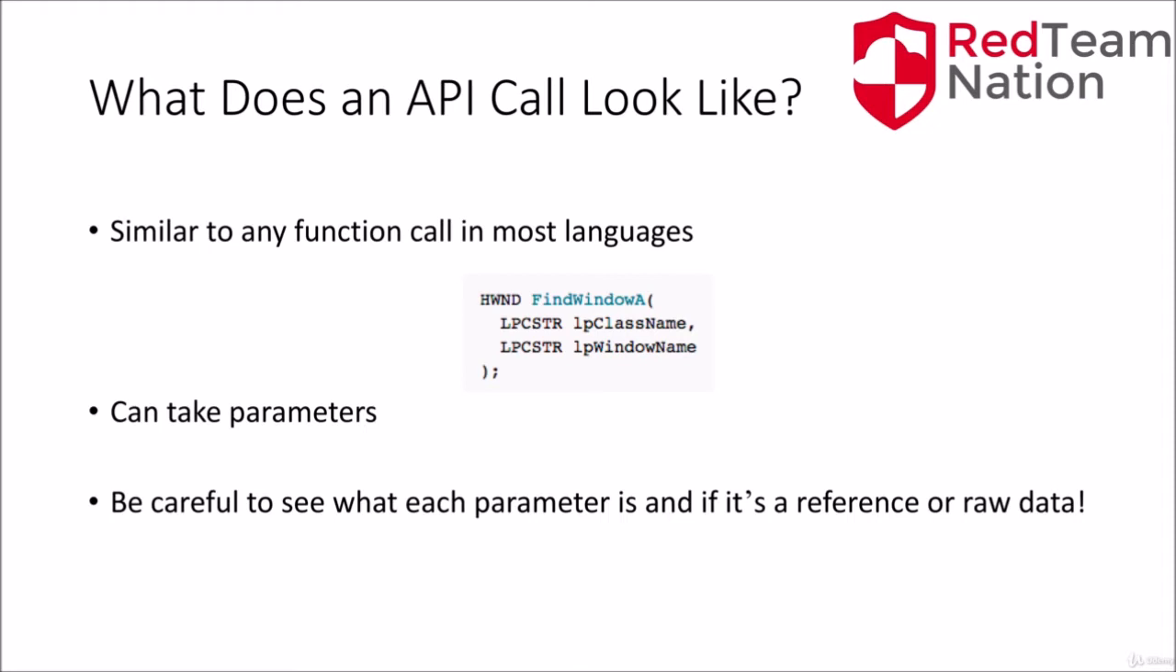Now you can do it for a class, which is a string, or the window name. Now we'll hit this up in the documentation more specifically. But these are considered parameters. Again, no different than a function in Python.